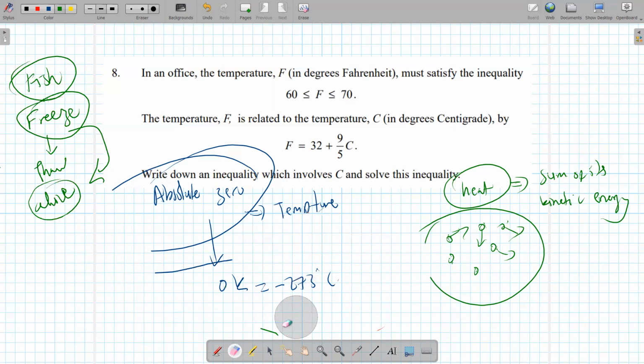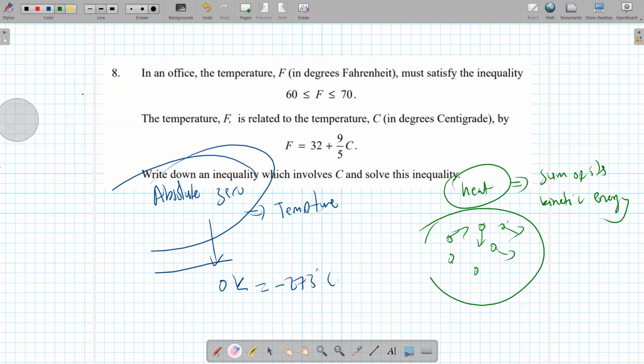Nothing goes colder. There's a lower bound. Basically, when it comes to temperature, there's a lower bound. On the lower bound, you have 0 Kelvin, absolute zero. What do you think the upper bound is for temperature? How hot can it really get? What do you think?